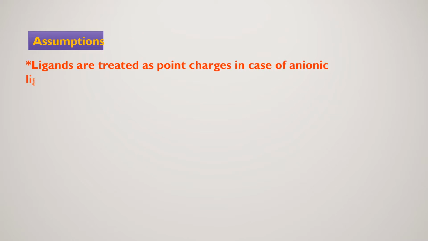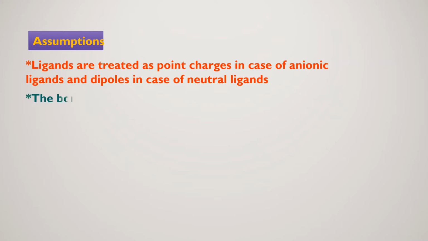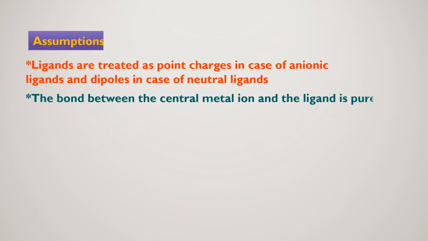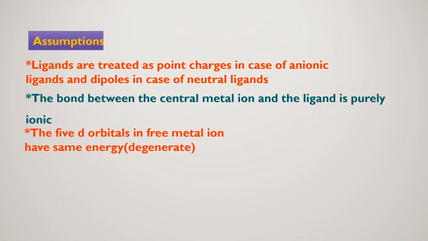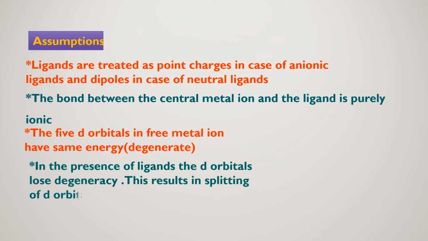First assumption: ligands are treated as point charges in the case of anionic ligands and as dipoles in the case of neutral ligands. The bond between the central metal and the ligand is purely ionic. The 5 d orbitals in a free metal ion have the same energy, that is, they are degenerate. In the presence of ligands, the d orbitals lose their degeneracy and split into different energy levels, and that splitting we call crystal field splitting.